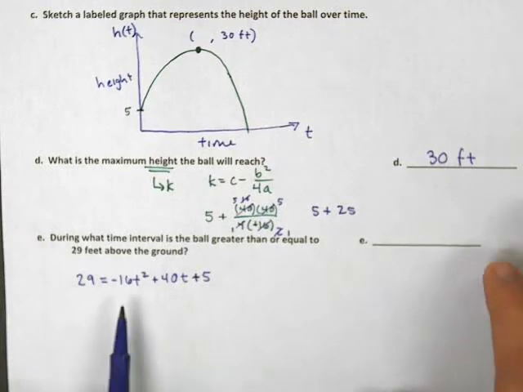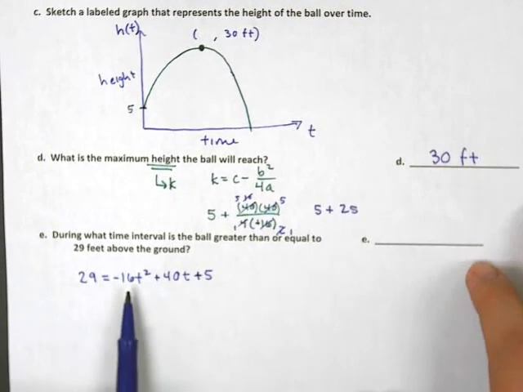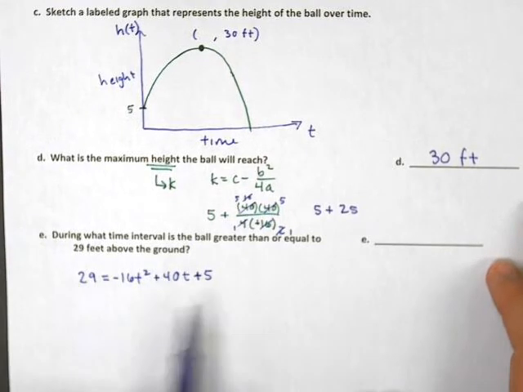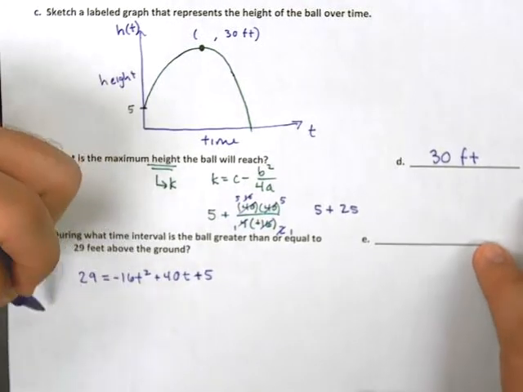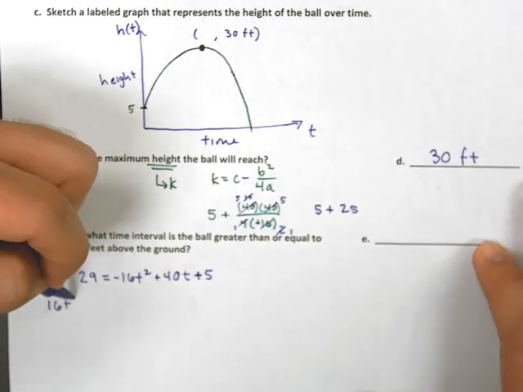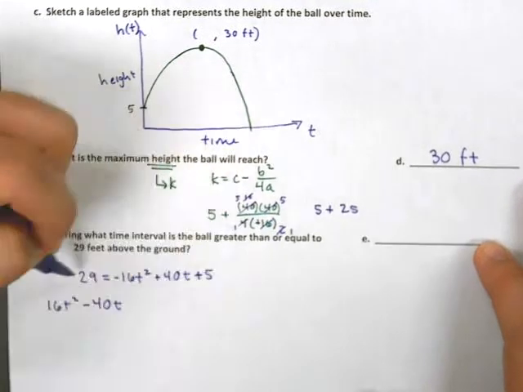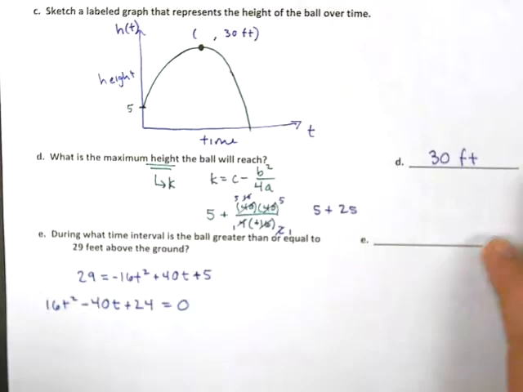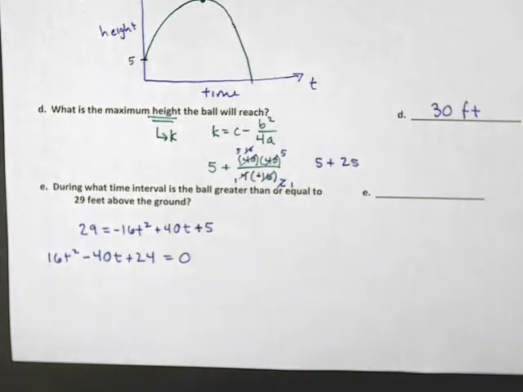To solve this, a quadratic, usually we like to factor, right? And I usually like my a value to be positive, so instead of moving the 29 over, I'm actually going to move everything to the left. So that means I'm going to have a positive 16t squared, a negative 40t, and a positive 24. And that's going to be equal to 0. Now I have to factor. I have to solve this guy.